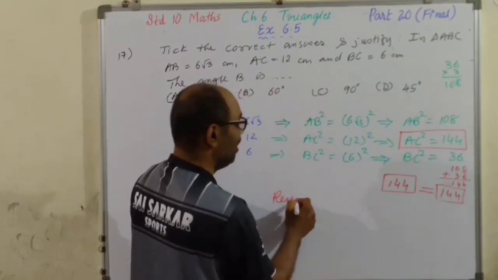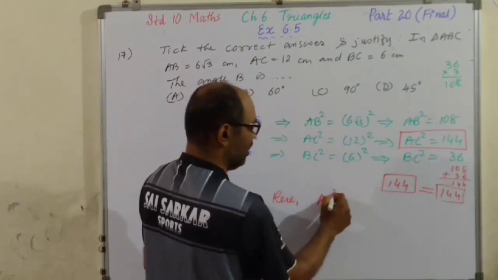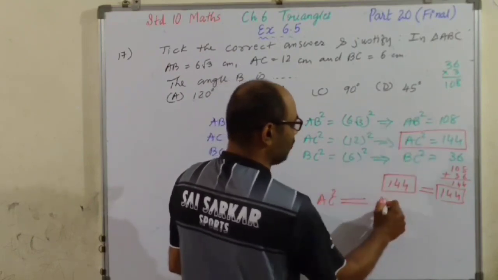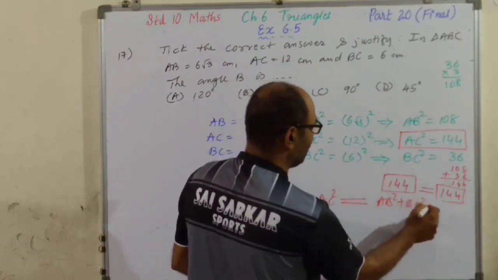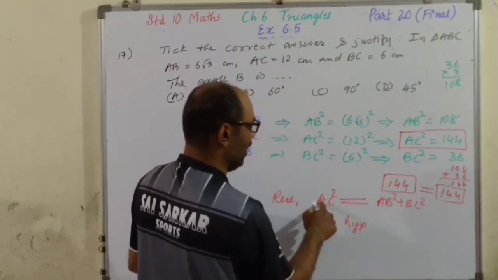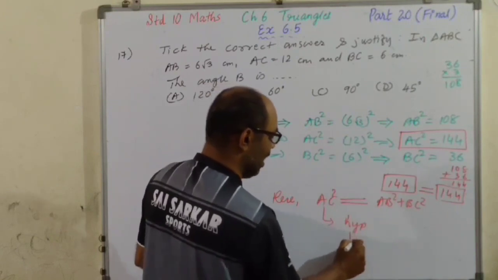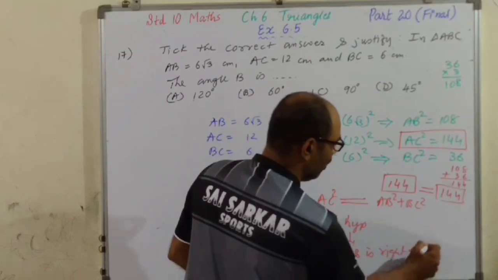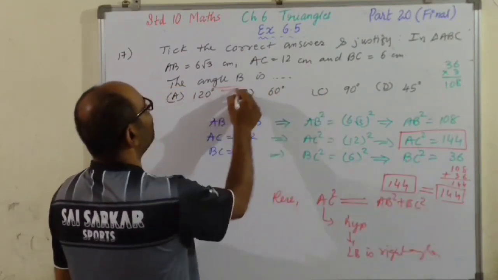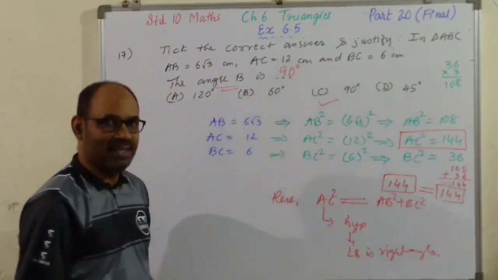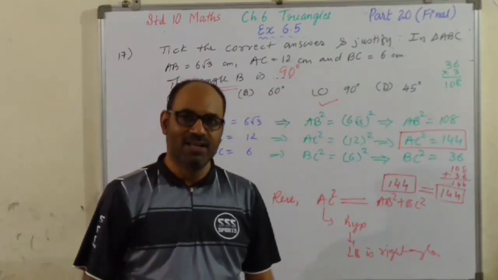So here the biggest side is AC. AC square is equal to the sum of squares of the other two sides. So AC is hypotenuse. So AC के सामने वाला एंगल B is right angle. B का ही पूछा है, एंगल B. So it is 90 degrees. So answer is C. Got that, children?